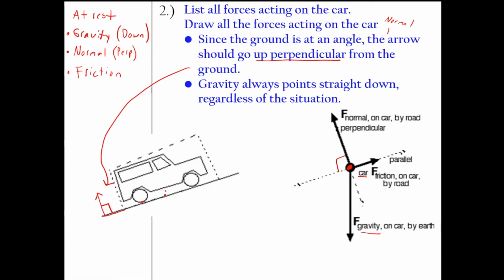So why would friction be pointing to the right? We need to think, what direction would the car start moving in if we were to remove the brakes? It's pretty obvious to see that if the car is on a hill, the car is going to end up moving this way. So since the car would move this way, we would have to have friction in the opposite direction, which is where we have our friction on our free body diagram.